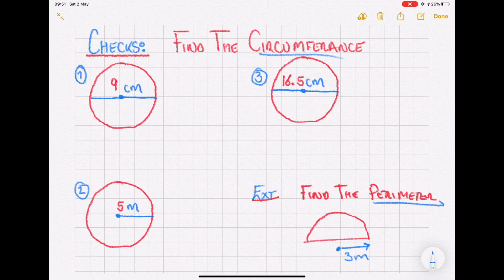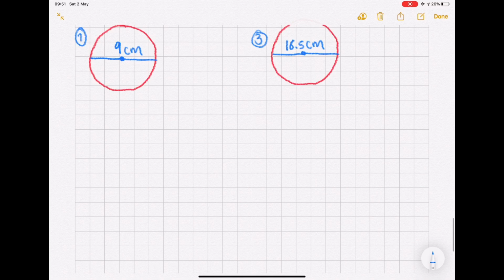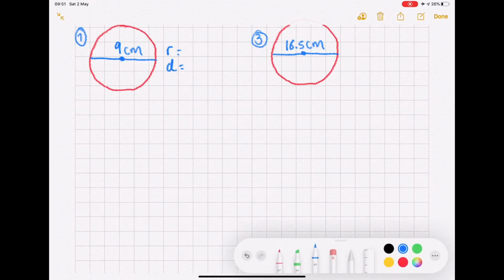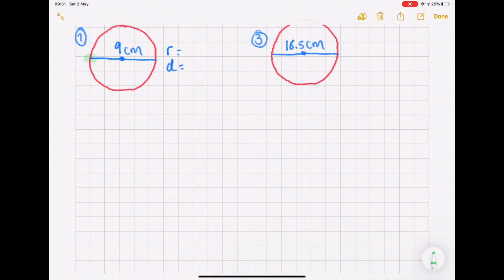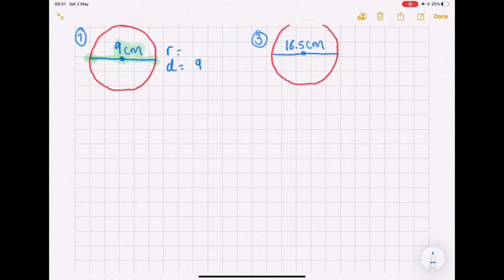Okay, let's have a go. Let's go through those 3 checks. So I've just put the first one down here so we have a bit more space. So first things first, radius and diameter. Which one have they given us? Well, we've been given the length that goes from one edge through the centre all the way over to the other edge. Therefore, it's the diameter. So our diameter is 9 centimetres. If our radius is half our diameter, our radius is 4.5 centimetres.